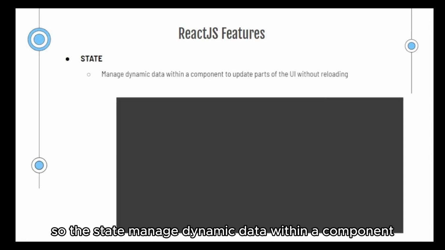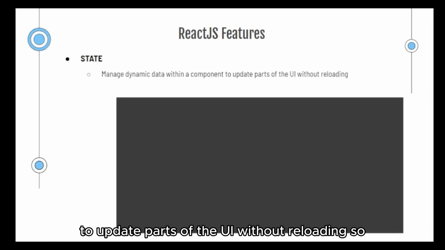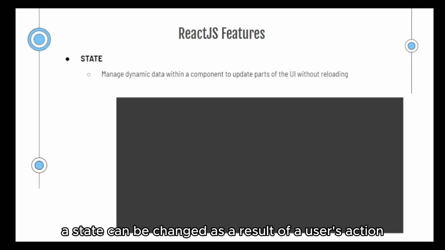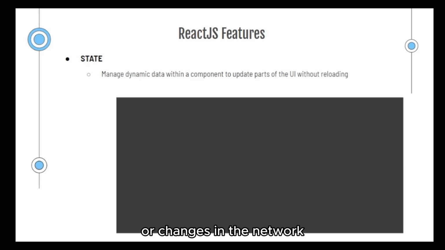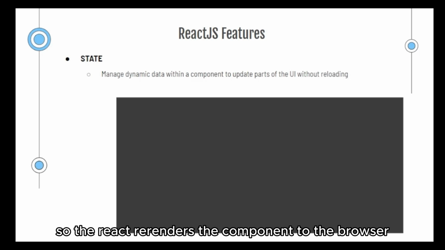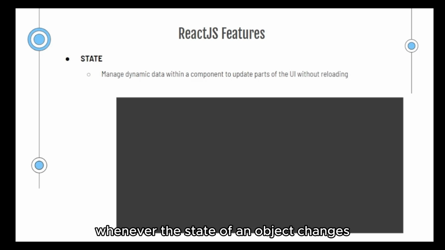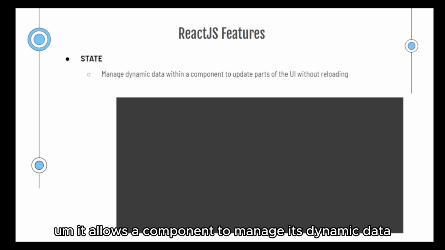And then lastly is a state. So the state manages dynamic data within a component to update parts of the UI without reloading. A state can be changed as a result of a user's action or changes in the network. React re-renders the component to the browser whenever the state of an object changes. So basically, it allows a component to manage its dynamic data.